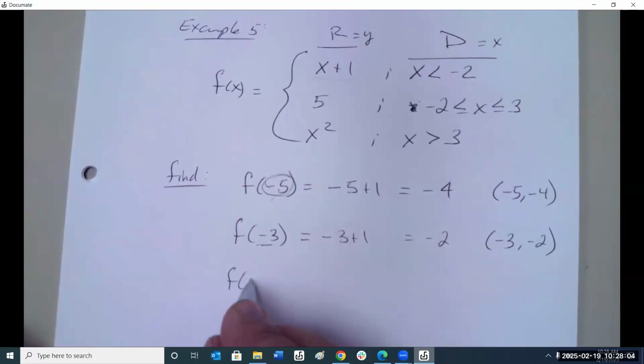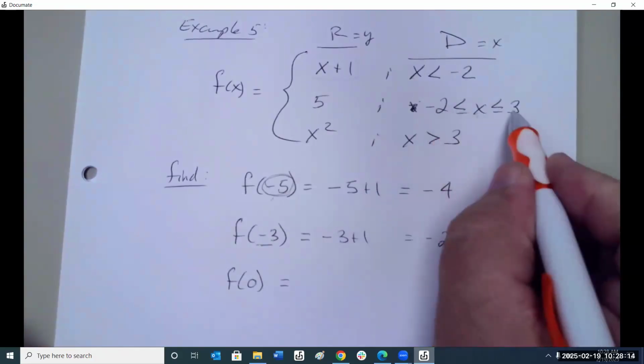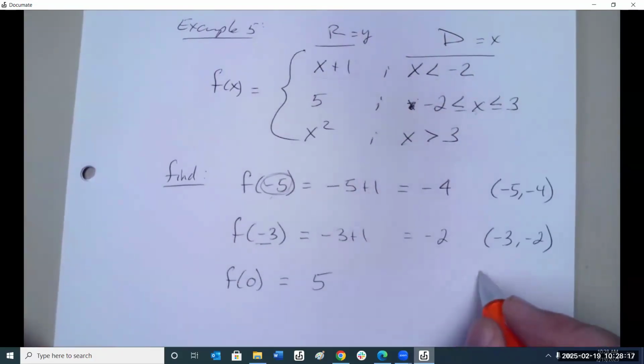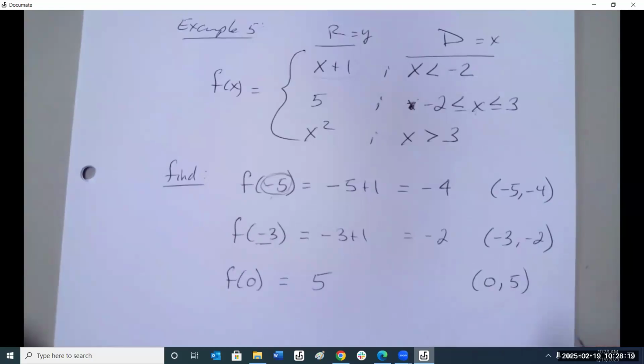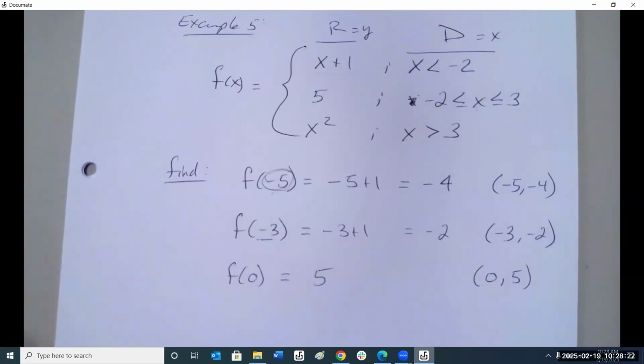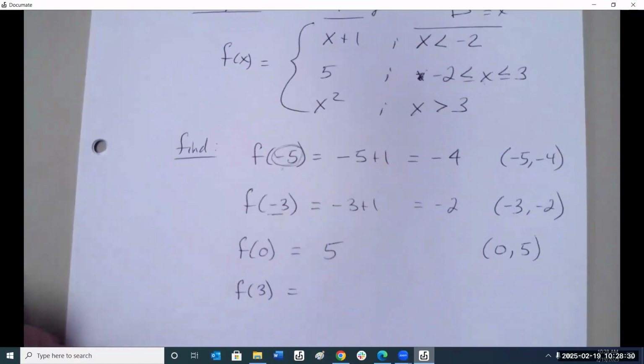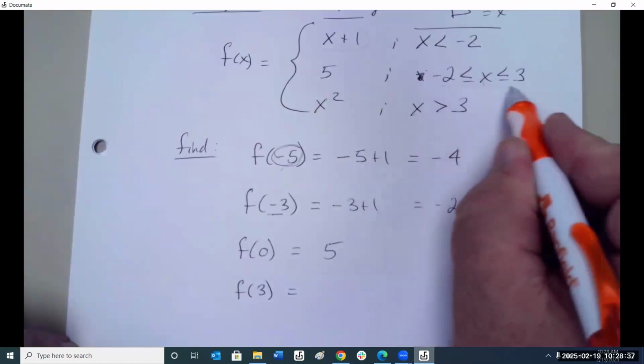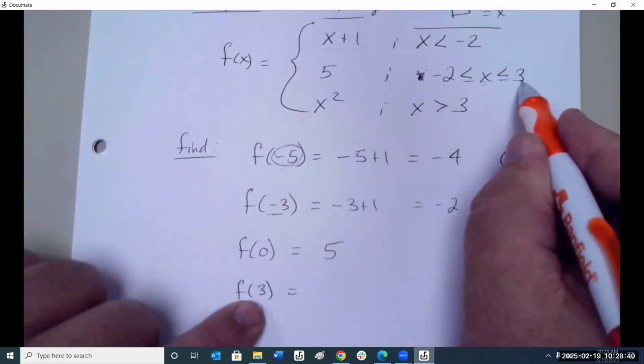How about f of 0? Because 0 is between -2 and 3, the answer is 5. So at 0, it's 5. How about f of 3? It's 5, because it's in the middle one. X is less than or equal to 3. It's 3, so the answer is 5.